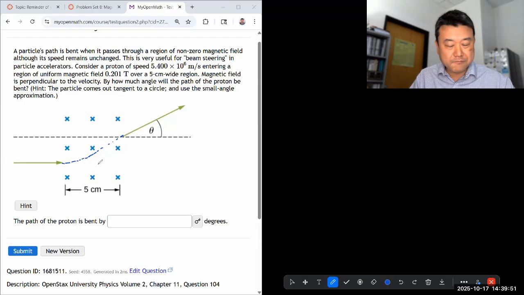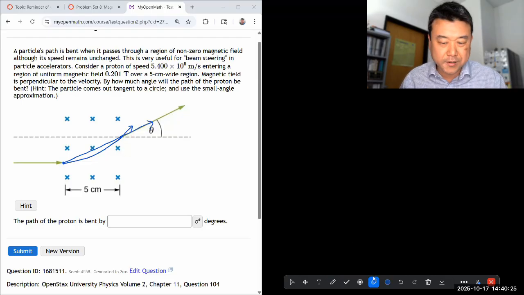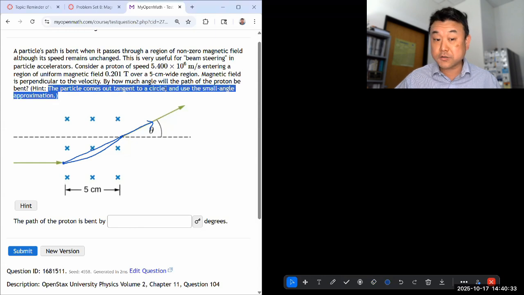I can't draw, let me actually draw it this way. I think this might be better. You can imagine a chord that connects this point to that point. That's just a straight line. And the arc of the circle that has this starting and ending point will look like this, very close to that chord. The direction this is going should be the same as the direction this velocity is going. My drawing is just not very good. That's the part of the hint talking about the particle coming out tangent to a circle.